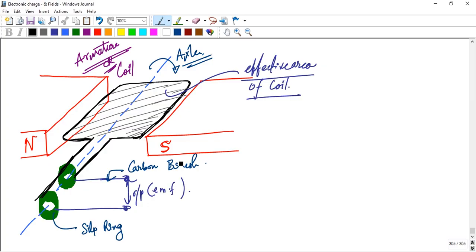Okay, current in a loop or armature changes through a change in its effective area. So if the coil is rotated, the effective area will change. The induced EMF mainly depends on the effective area. Nikola Tesla described this concept: the induced EMF.